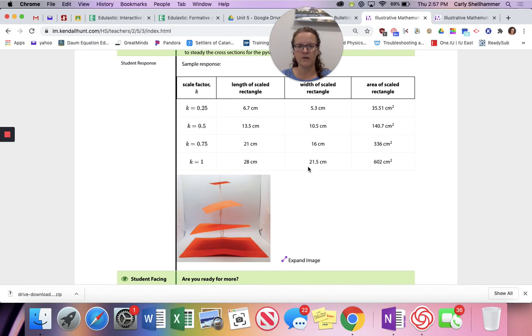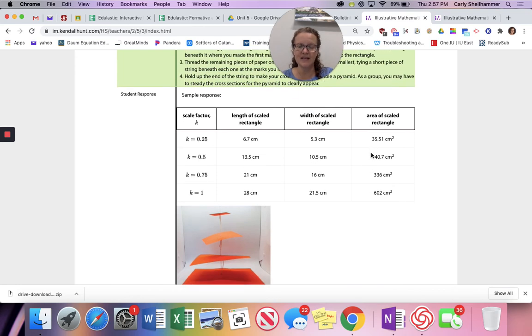So they did the same thing here. The original one is 21.5, and then they've got all the scaled ones down. And now the area is going to be length times width. So 28 times 21.5 gives you 602. And then 21 times 16 gives you 336, okay? Now what do we do with that?